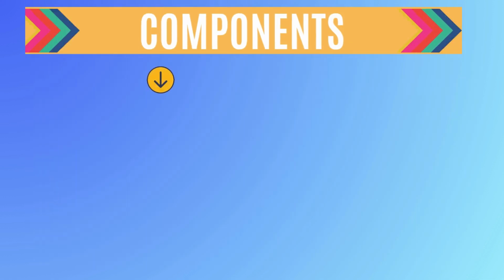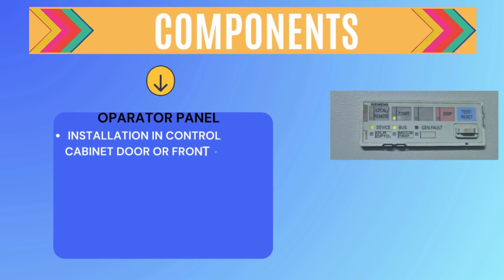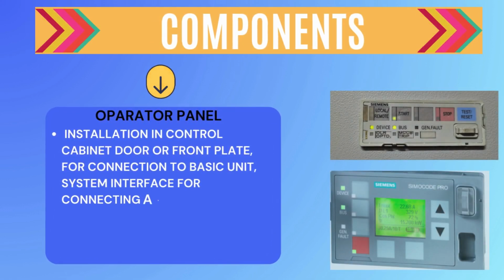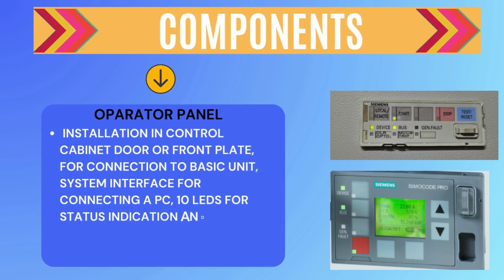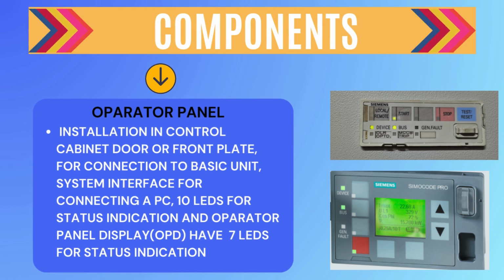Operator panel. Installation in control cabinet door or front plate for connection of the basic unit. System interface for connecting a PC. 10 LEDs for status indication, and the operator panel display has 7 LEDs for starter function.